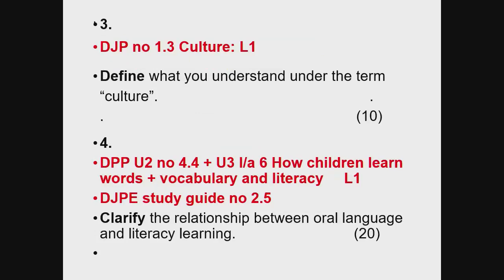Define what you understand under the term culture, and this you will find in the DJP study guide in number 1.3. DPP Unit 2, number 4.4. And Unit 3, Learning Activity 6, How Children Learn Verbs and Vocabulary and Literacy. And also DJP Study Guide number 2.5. Clarify the relationship between oral language and literacy learning.